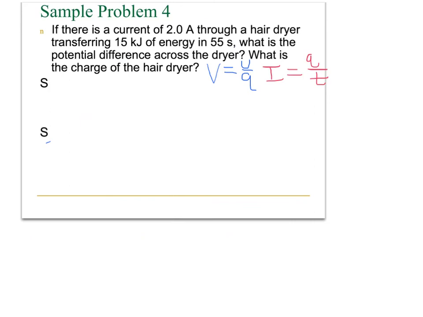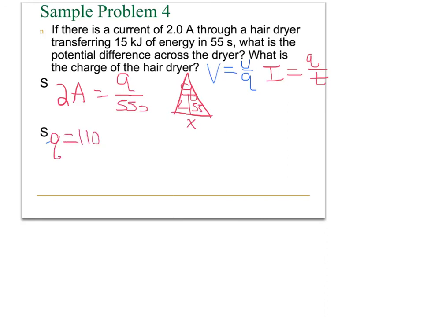Now let's substitute in our numbers into the current equation first. We get that current of 2 amps equals charge divided by 55 seconds. This time, let's solve this equation using the triangle method. We have Q on top, and then 2 and 55 on the bottom. Using the triangle method, this tells us we need to multiply 2 and 55. So we get a charge of 110 coulombs.